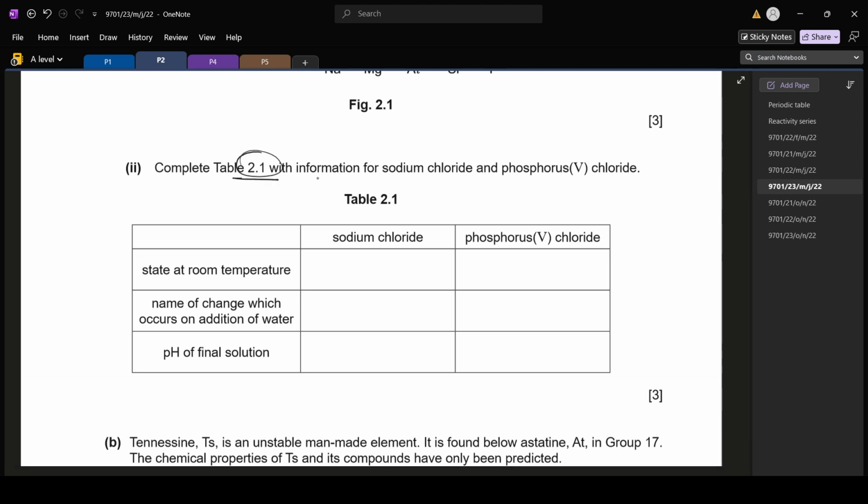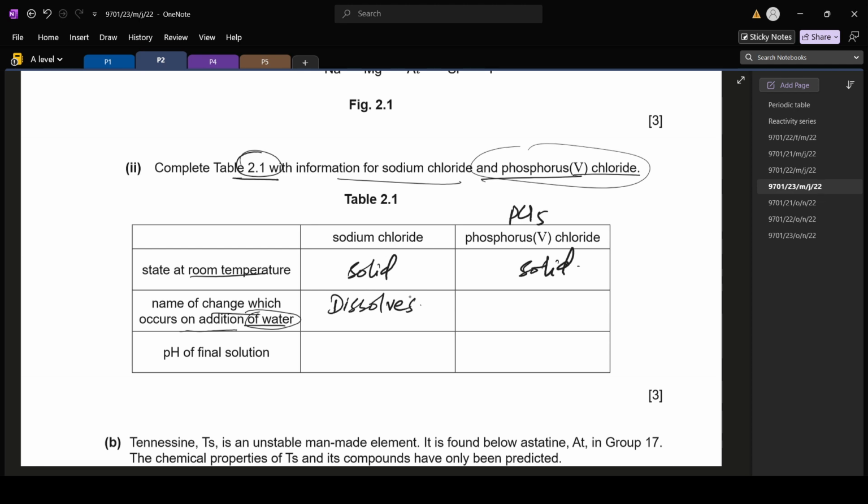Okay, moving towards the next part. Complete table 2.1 with the information for sodium chloride and phosphorus(V) chloride at room temperature. So both are solids at room temperature. Sodium chloride is a solid and this is PCl5, which is also a solid at room temperature. Name of change which occurs on addition of water. So when water is added, sodium chloride dissolves because it is soluble in water, and when PCl5 is added to water, it hydrolyzes and forms phosphoric acid. So this is hydrolysis.